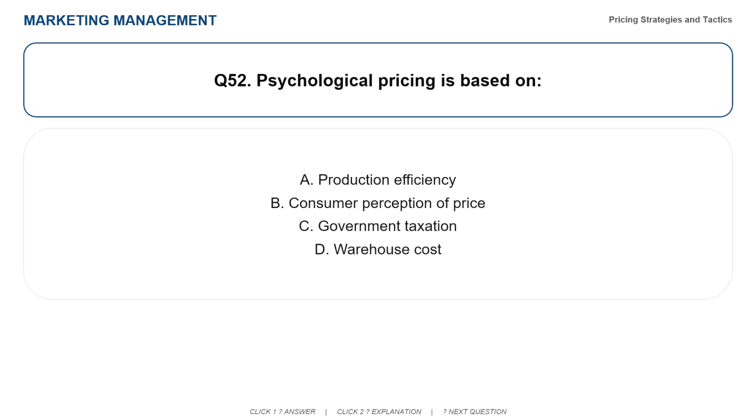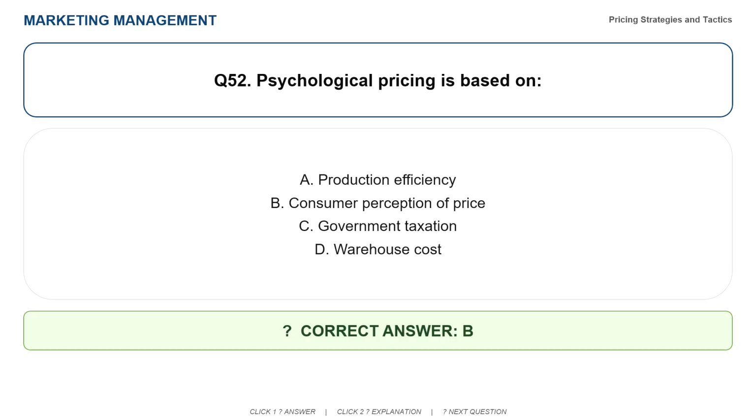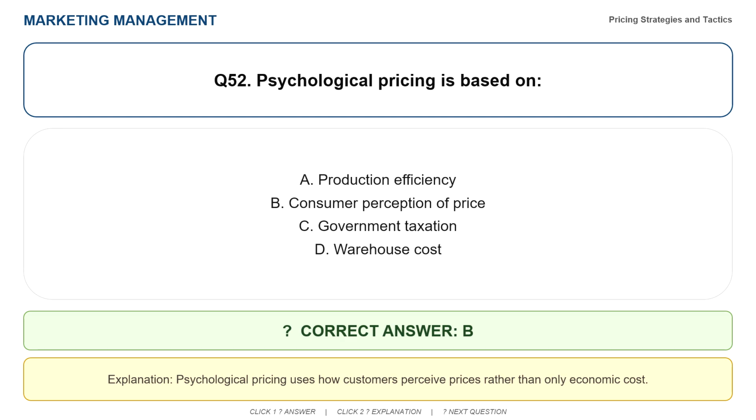Question 52. Psychological pricing is based on Option A. Production efficiency. Option B. Consumer perception of price. Option C. Government taxation. Option D. Warehouse cost. The correct answer is B. Explanation. Psychological pricing uses how customers perceive prices rather than only economic cost.